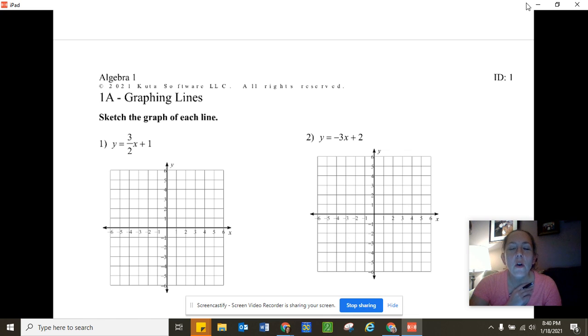Hey guys, it's the start of a new semester, and we're going to start with graphing inequalities. But before we do that, I wanted to make sure that we remembered how to graph lines. For this first half of the week, we're just going to review graphing lines.